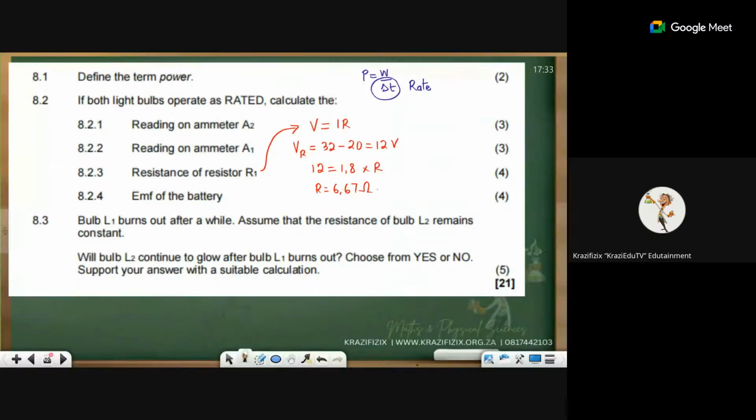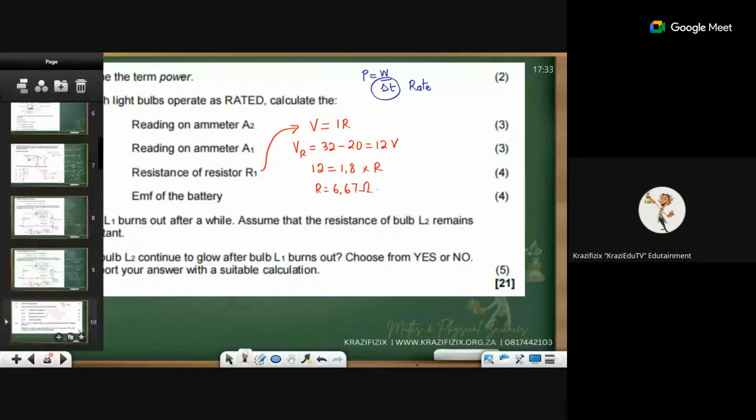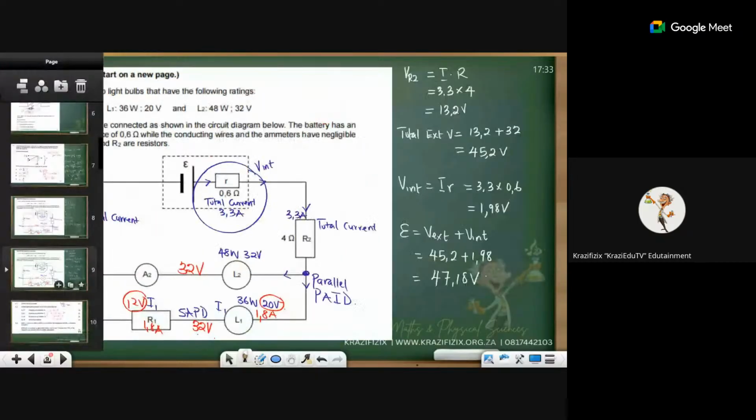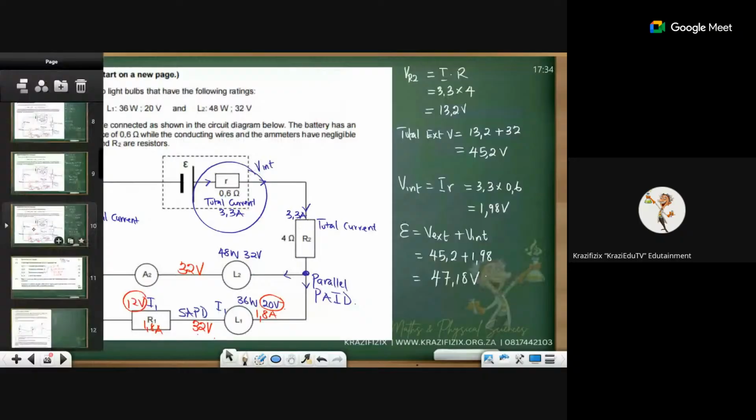Bulb L1 burns out after a while. Assume the resistance of bulb L2 remains the same. Will bulb L2 continue to glow? Choose yes or no with the calculation. Okay. Interesting. I see why you sent this one. This was the juice in the question. Which one burns out again? L1 burns out, right?